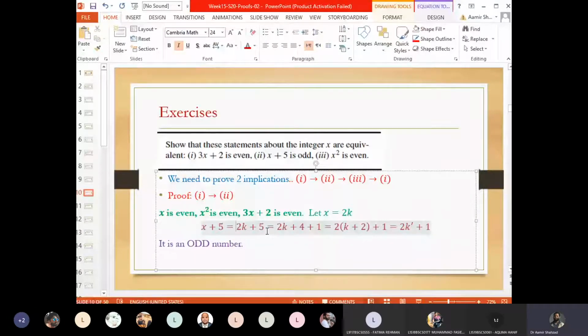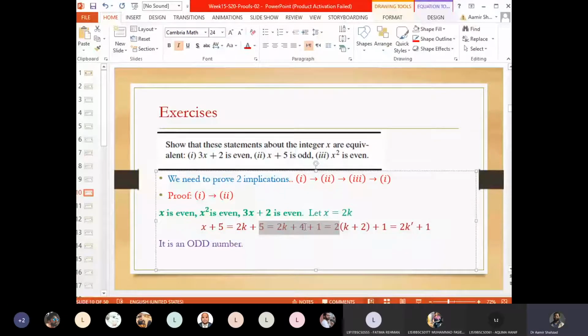For an odd number we need plus 1. We can get that plus 1 from the 5, because 5 can be written as 4 plus 1. So this will serve our purpose. Remember, we said we will take the logical, mathematical steps that help us lead toward our conclusion. Our conclusion is that x plus 5 should be odd. So we need plus 1 because odd numbers are written in the form 2k plus 1. So we need plus 1 here.